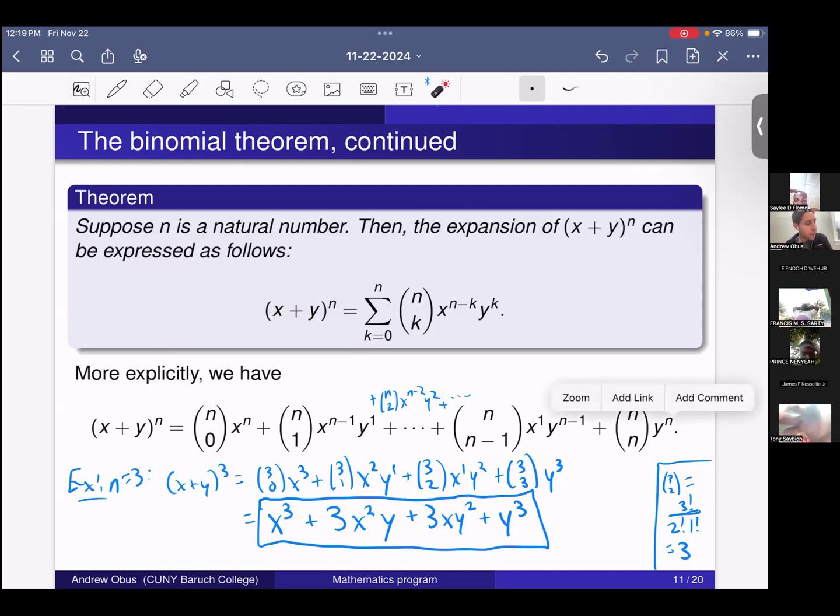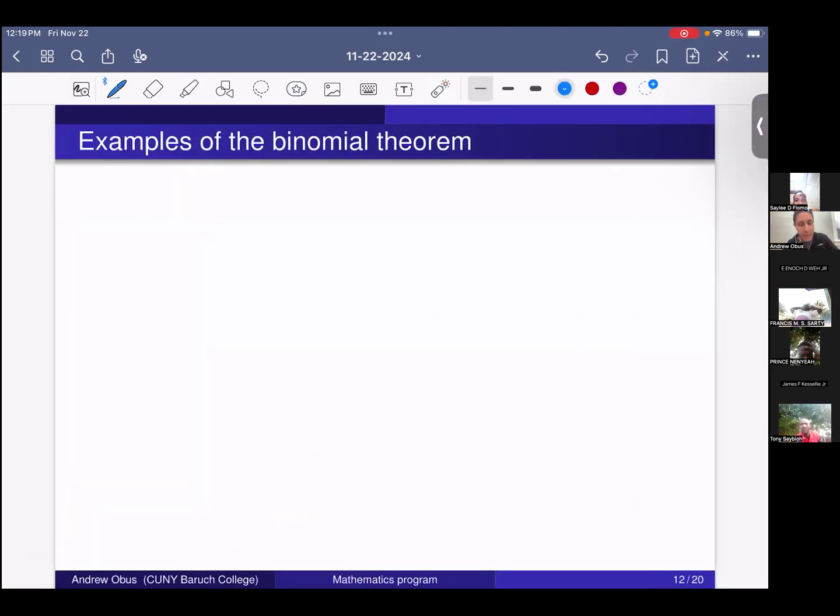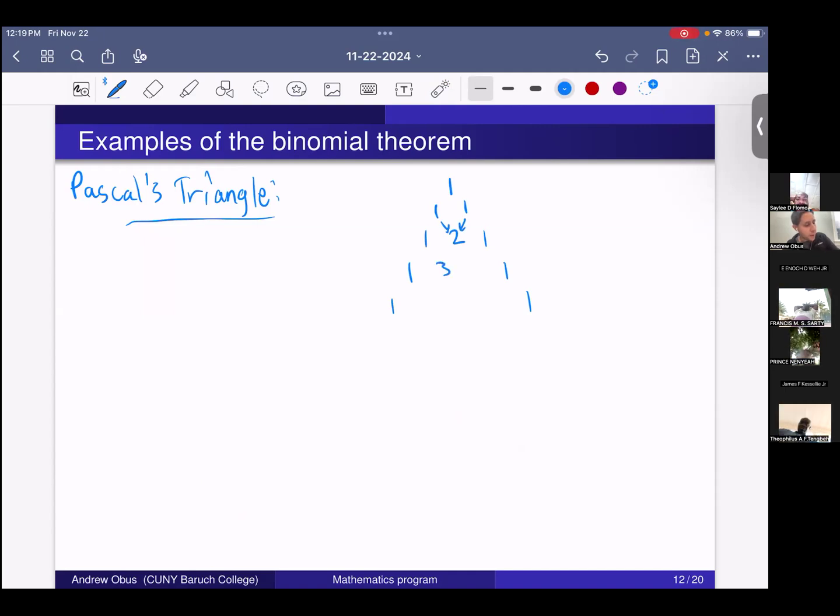So here I have examples of the binomial theorem. Maybe I won't write down so many examples, but let me just show you, if you haven't seen it or if you don't remember it, Pascal's triangle. What's Pascal's triangle? It's a triangle where you start with writing ones down the sides like this, and then each entry is the sum of the two entries above it. So here you get a 2 because it's the sum of the 1 and the 1. Here we get a 3 and a 3 because the 3 is the sum of the 2 and the 1.